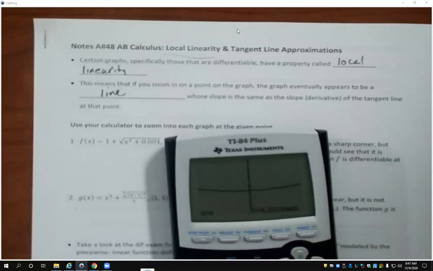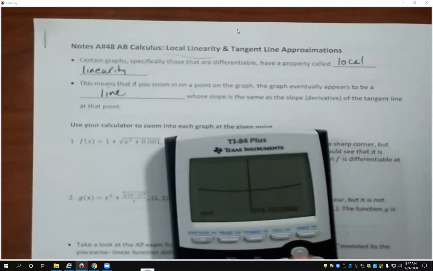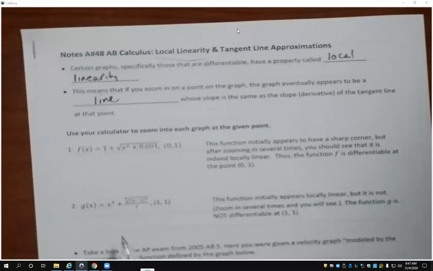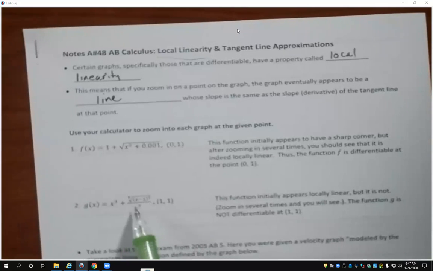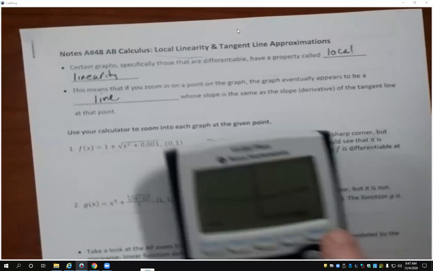Okay. We're just magnifying it tremendously. So again, like I said, you just want to see that. So we have this other function here, x cubed plus the cube root of x minus 1 squared over 7. And I'm just going to tell you that, we'll graph it.